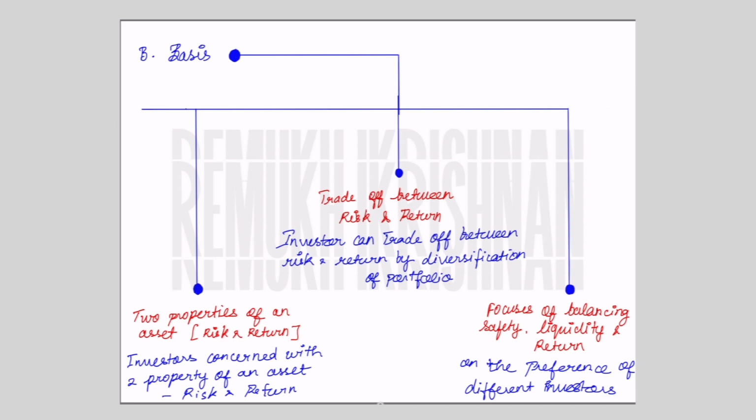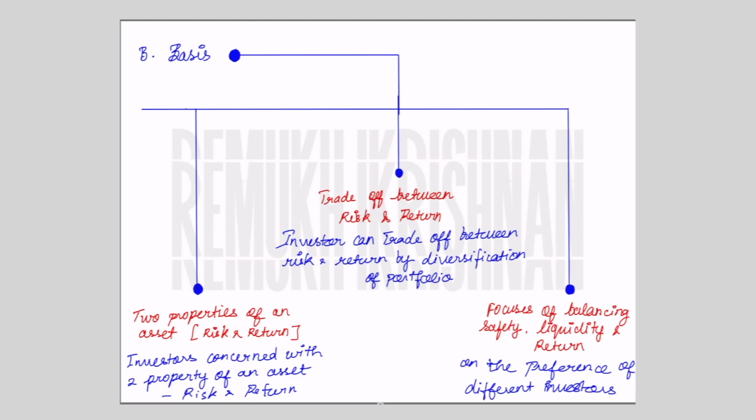So the three points here: first, two properties of an asset are to be taken care of whenever there is an investment decision. The two properties are risk and return. One should not always concentrate on the return. One should also analyze what risk the investment is carrying. Then one should also know to diversify their portfolio in a manner that there is a trade-off between risk and return. And finally, the focus should also be given to the various preferences of the investor. So this is the basis.